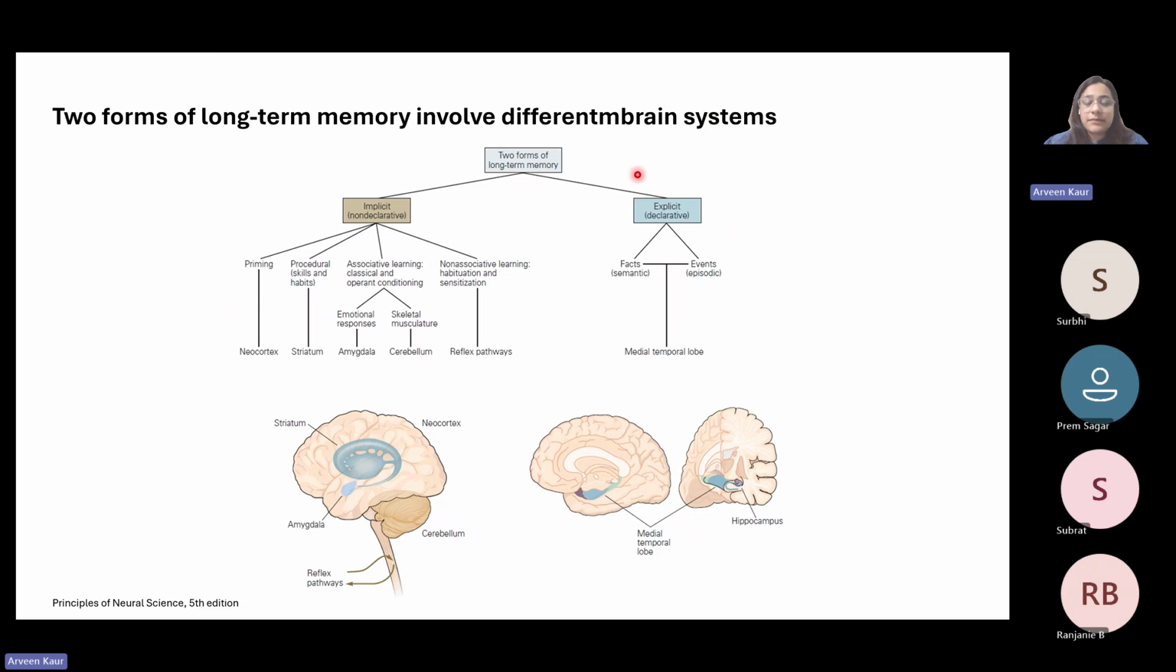Explicit memories, which are facts and events that we are trying to remember, the semantic and episodic memories, they are recalled through the medial temporal lobe. This is what was affected in the patient HM. It was resected in the patient HM. That is why he did not have any explicit memory whatsoever, right? At least the newer ones. Okay. So this is the medial temporal lobe. This is striatum, neocortex, amygdala, cerebellum, and reflex pathways over here, right?